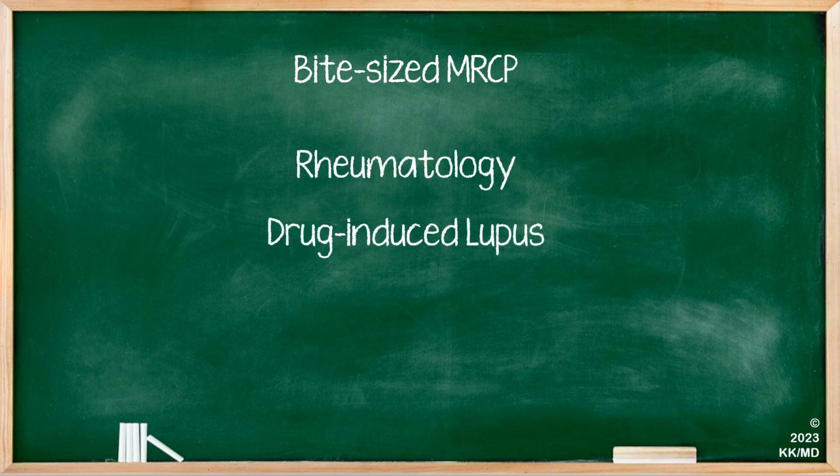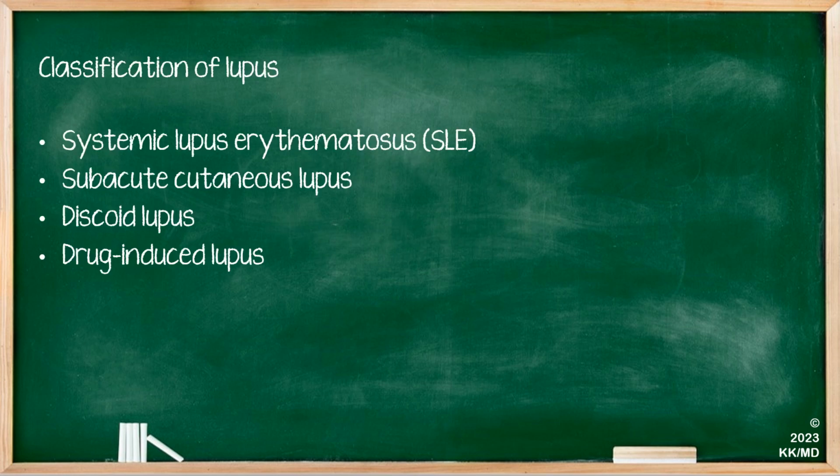Today's topic is drug-induced lupus, under the section of rheumatology. You will recall the classification of lupus, which we have already discussed. The three categories are systemic lupus erythematosus, or SLE, which is what clinicians often describe as lupus. The second category is subacute cutaneous lupus. Third is discoid lupus, and today's topic, drug-induced lupus.